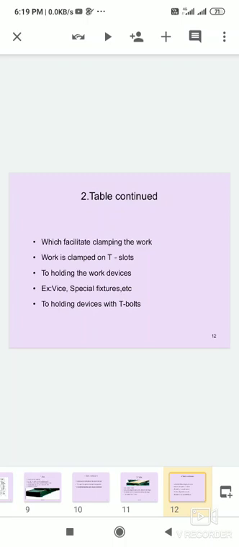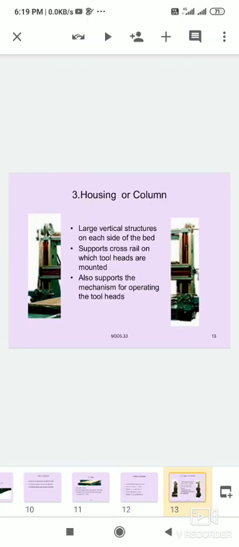Holding devices are fixed with T-bolts. Next is the housing or column. It has vertical types fixed on the machine. It is attached to the bed, and a large vertical structure on each side of the bed supports the cross rail on which the tool heads are mounted. It also supports the mechanism for operating the tool heads.